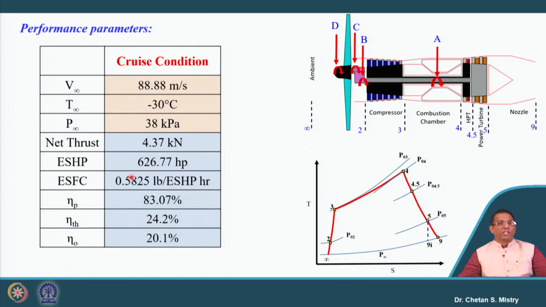Now, in an overall sense, this is our cycle, and for that cycle under the cruise condition we have calculated the net thrust, the equivalent shaft horsepower, the equivalent specific fuel consumption, and then our propulsive efficiency, thermal efficiency and overall efficiency. Okay. Now with this understanding we have an idea of how we can do the calculation for turboprop engines, let the configurations in terms of construction be different.